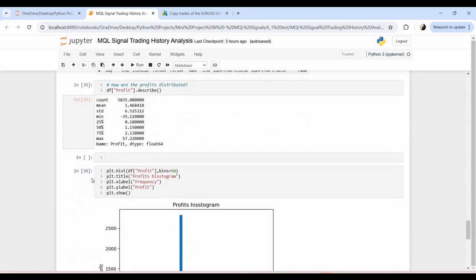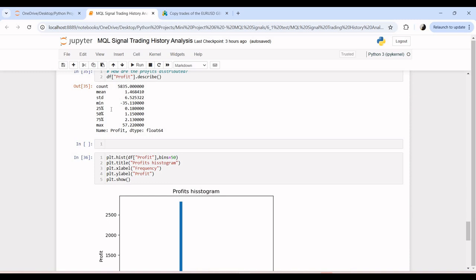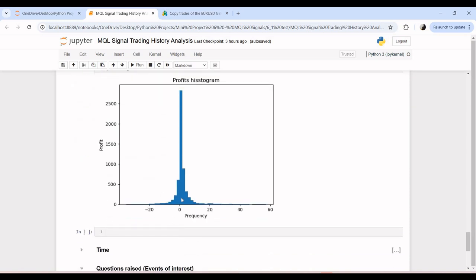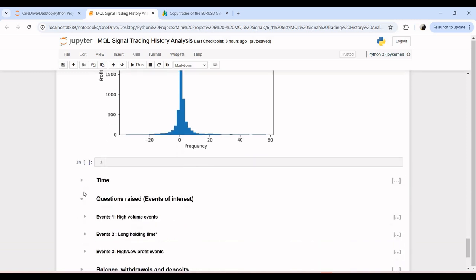So looking at the distribution of profits, median profit sitting at $1.15, with the minimum and maximum being quite far out from that at minus 35.11 and $57.22. So here, very centered around about $1, but also including very high deviations from that in both the positive and negative directions.